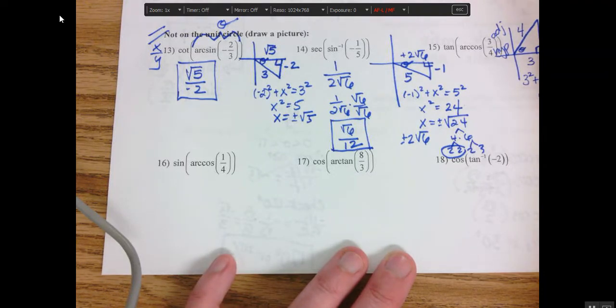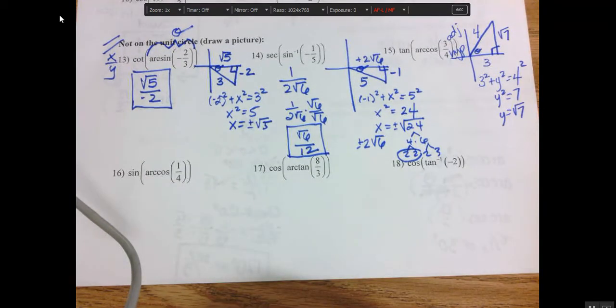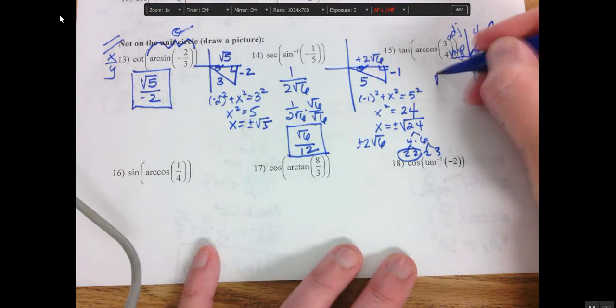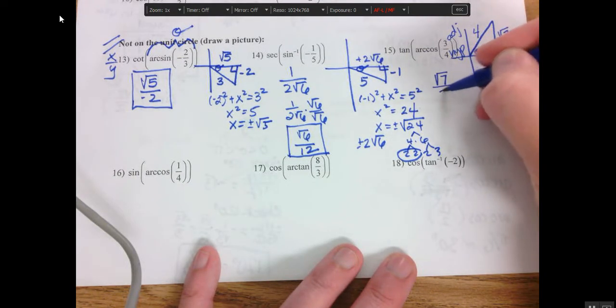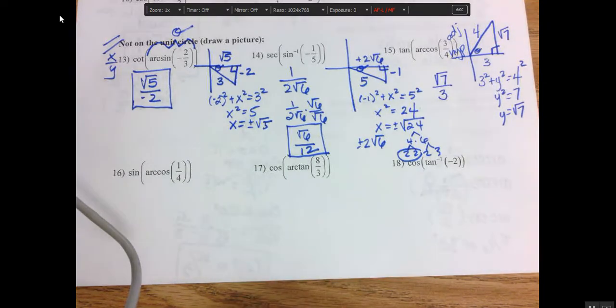Okay, so I got root 7 here. Did you guys get root 7? Oh, yes, thank you. And then the tangent is y over x. So what did you guys get? Root 7 over 3? Good. So after you find that out, you find the tangent.